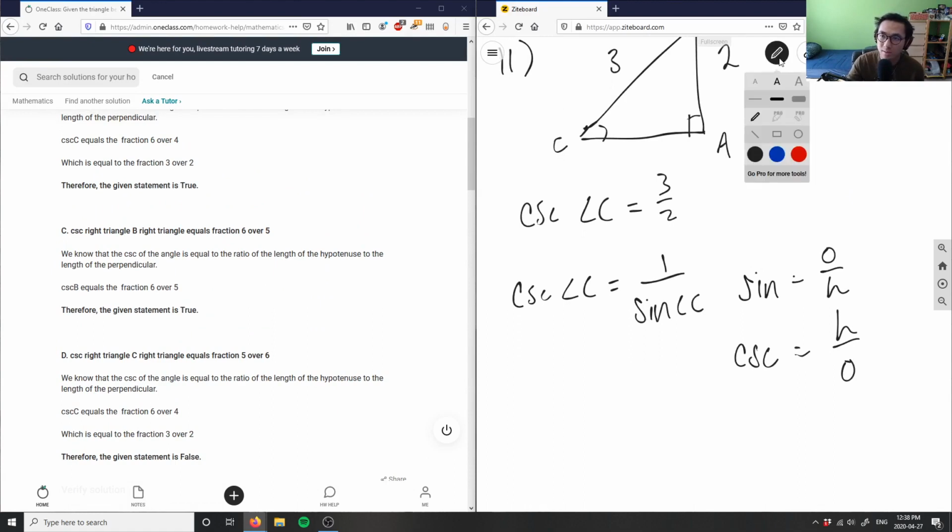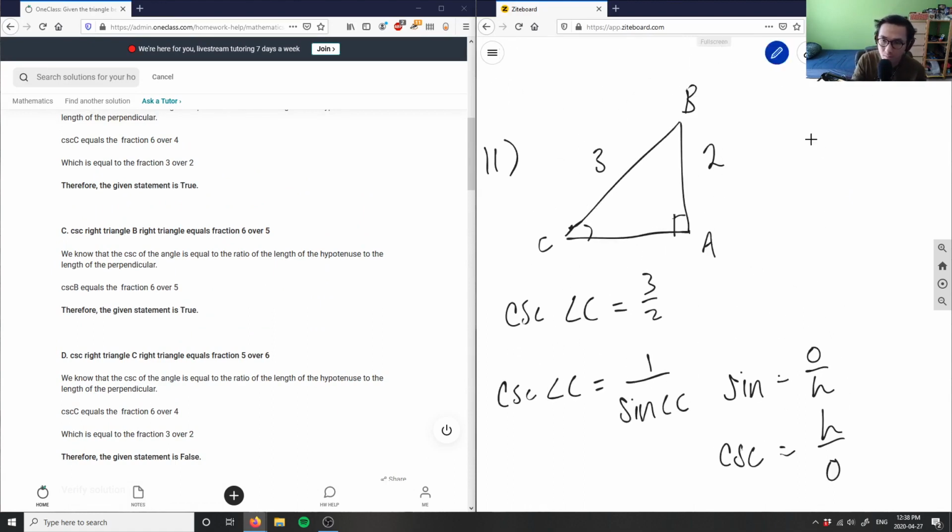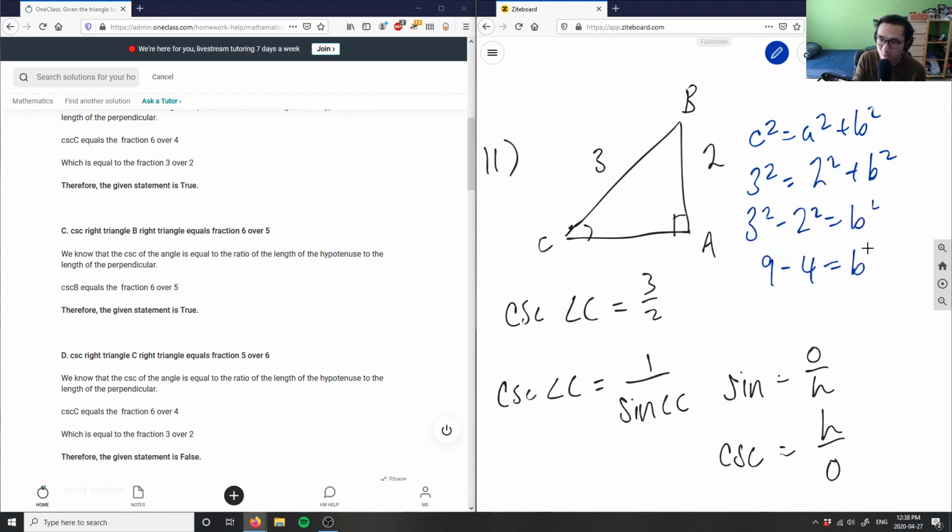Let me do some blue here. This is simply c squared equals a squared plus b squared. So c squared is 3 squared, which equals 2 squared plus b squared. I can move 2 squared to the other side: 9 minus 4 equals b squared. So b squared equals 5, which means b equals root 5. So this side length would be root 5 for this triangle.